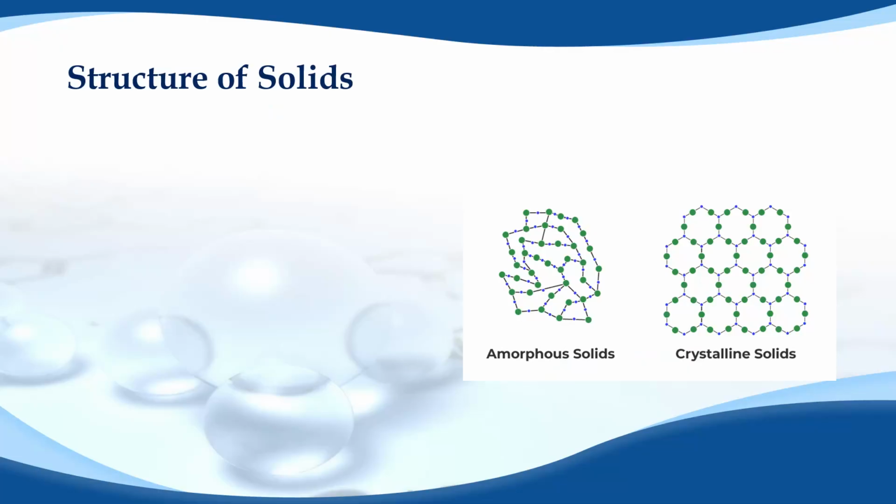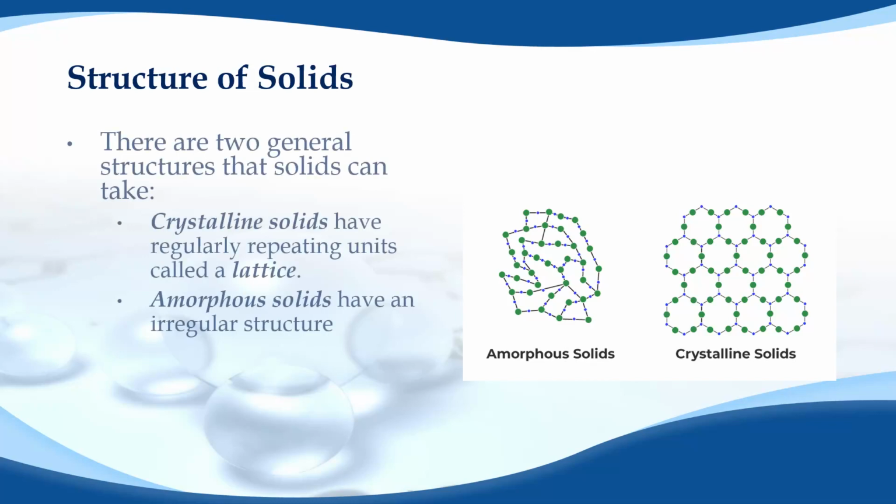Okay, so there are 5 different types of solids we're going to work with, and we can break them down to 2 general classifications. The first classification is what's called a crystalline solid. What makes a crystalline solid crystalline is that it has regularly repeating units that you call a lattice. Sometimes the lattice shape will be like a cube. Sometimes the lattice shape will be a hexagon. Sometimes the lattice shape will be what we call rhombic.